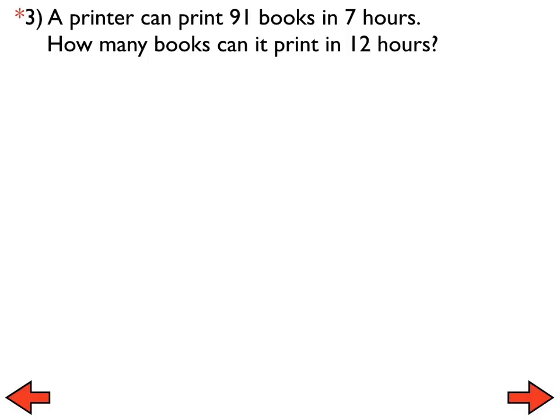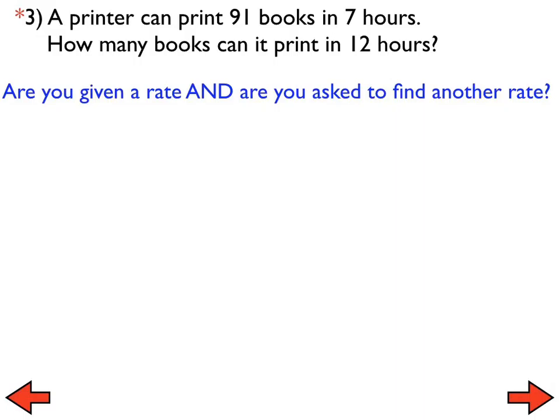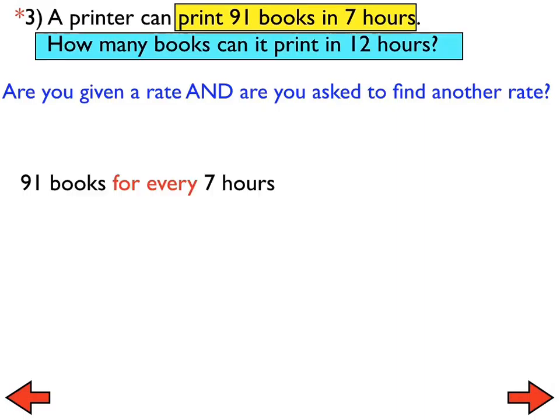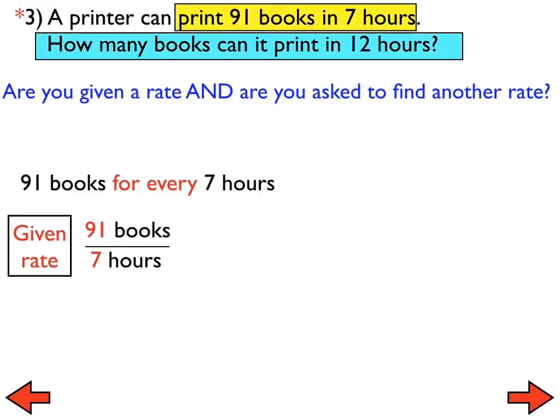Go ahead and try number 3 all on your own. All right, let's talk about number 3. We need to set up a proportion to solve this problem because they give us a rate. And what is that given rate? Thank you. 91 books in 7 hours. That's the given rate. So that's the first part of your proportion. What is the rate they're asking us for? How many books in 12 hours?